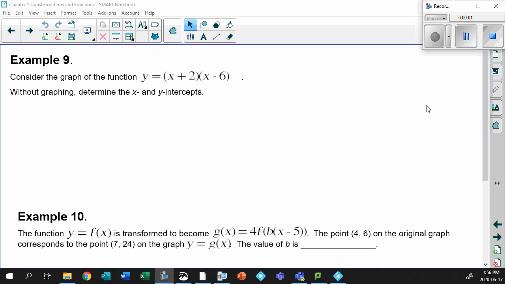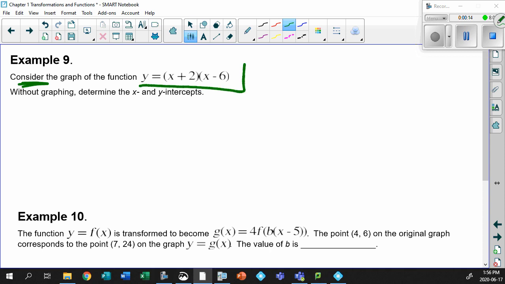So I think you're getting the hang of this. So let's look at a couple of real nice questions, 9 and 10, to finish off this part of the unit. Really pretty and really easy questions. For example, it says, consider the graph of this function. There's the graph.